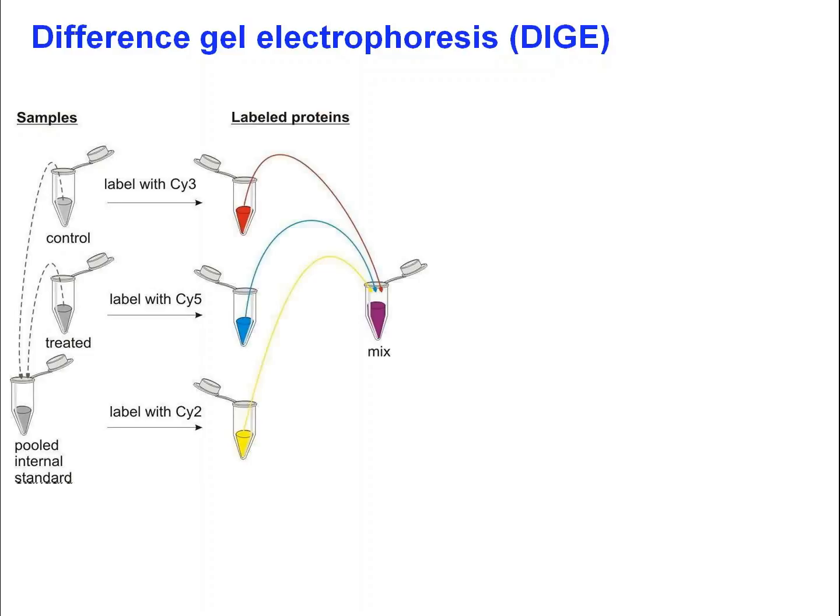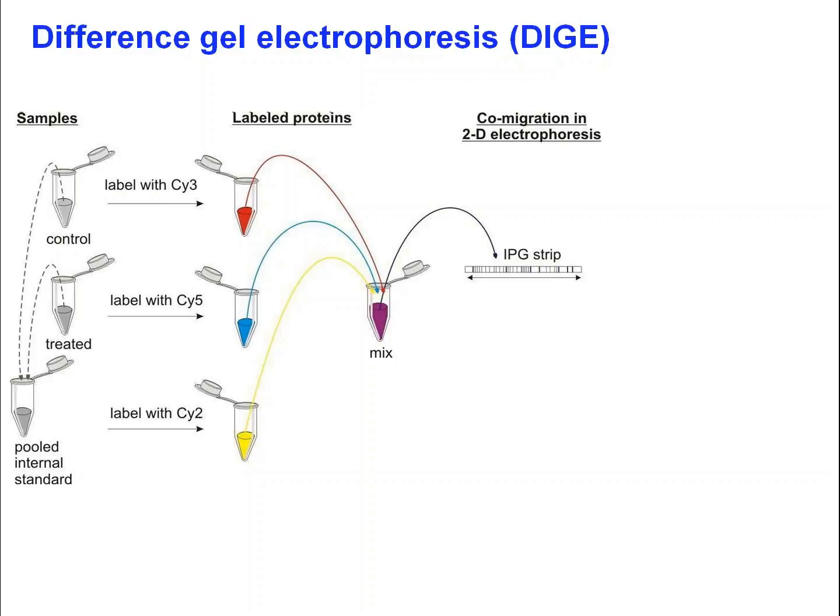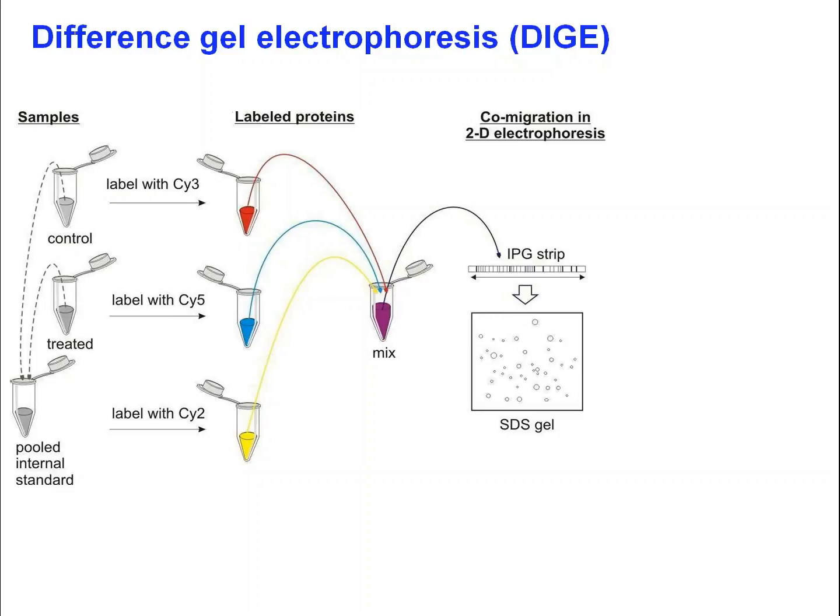Why do you do that? When you pool them, you get rid of all disturbances and false results because you level them between the different samples. Also, perhaps you have some errors in pipetting and so on. You can get rid of this. Then you put this mixture on your IPG strip where you perform your 1D electrophoresis, so isoelectric focusing, you can say. And afterwards, you put this IPG strip on a normal SDS gel and let it run, and you get your 2D gel.